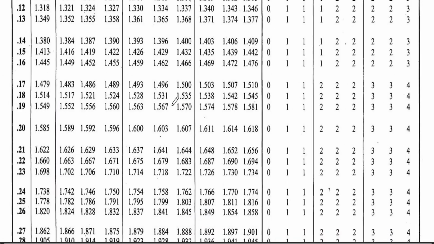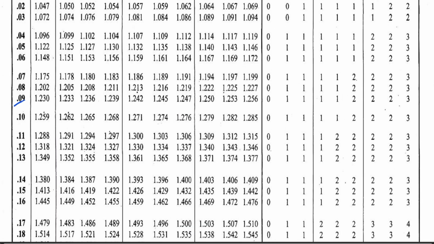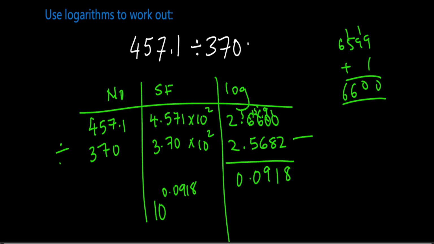0.0918, which is this one: 0, 9, 1, 8. So we're at 1.233 add 2, so it's going to be 1.235. So the final answer is 1.235. Is it hard? No.